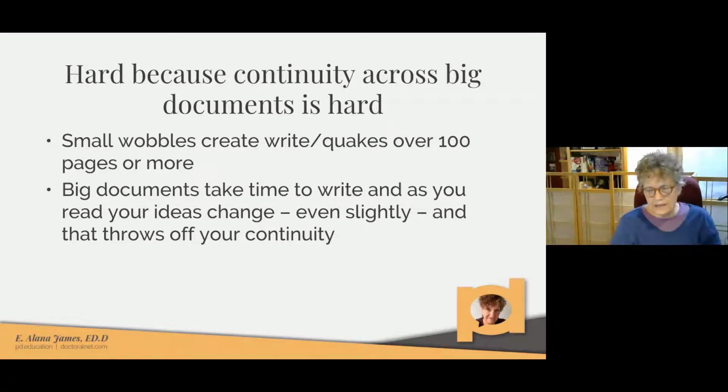And it's all because as our ideas develop, it becomes more natural to use a different word in that place. But the word we used in the first place and the word we used in the second place, even slightly, can throw off the continuity of our work.